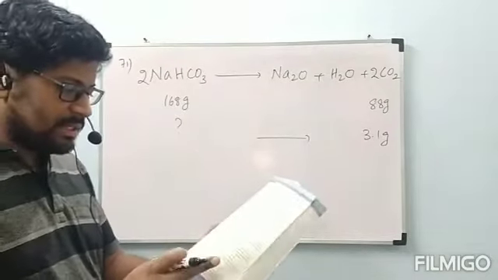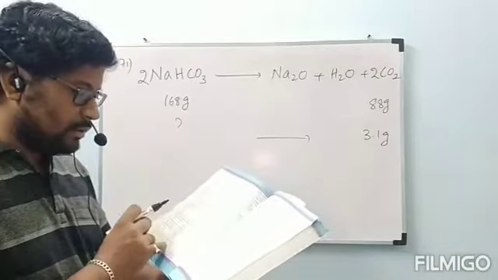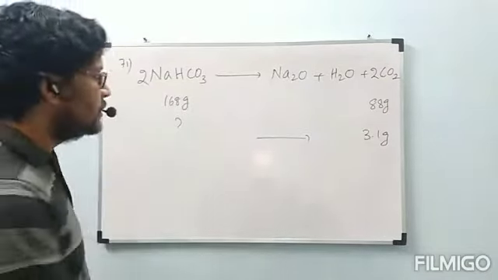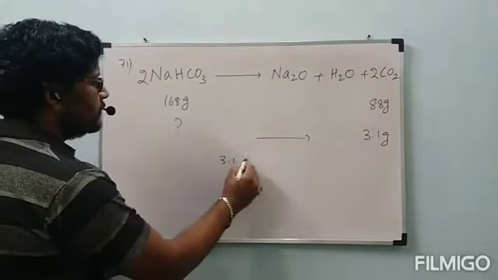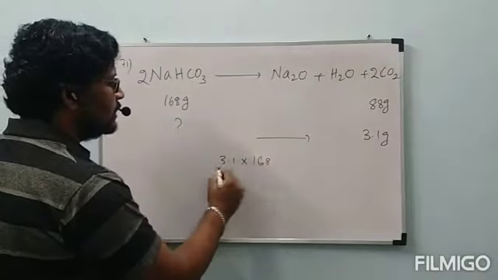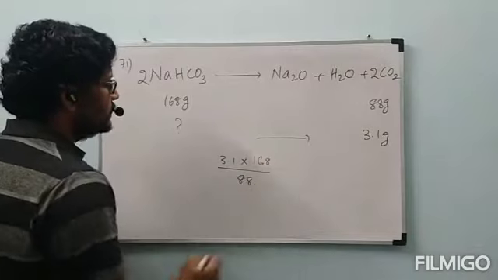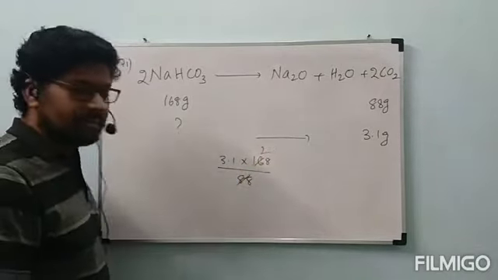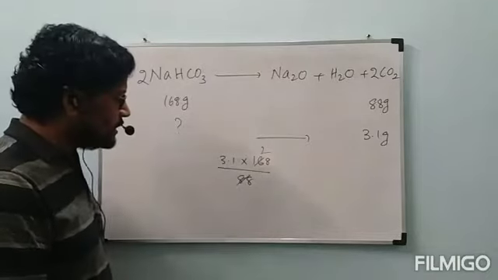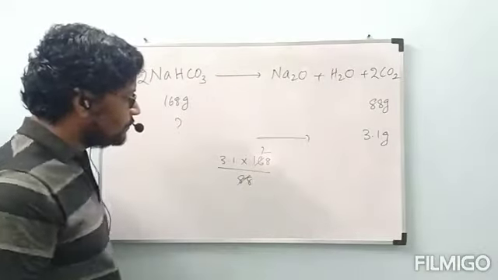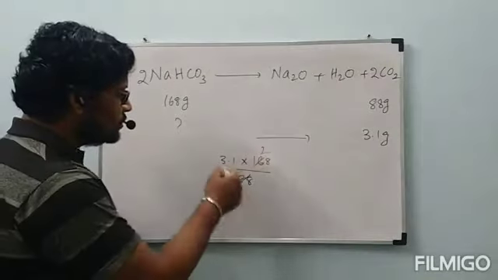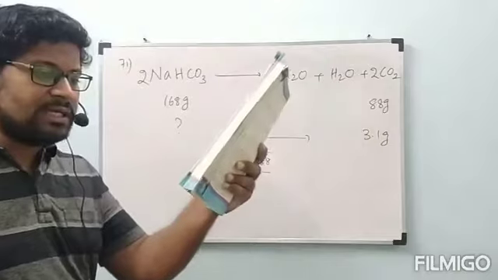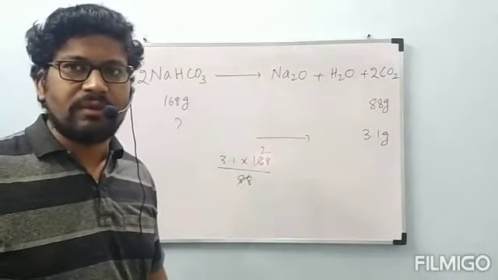Approximately 8.4 grams, I think. Yes, 8.4 grams. 3.1 into 168 divided by 88. Approximately, 88 into 2 is about 172, so approximately 2 times, 2, 3, 6. We are getting approximately 8.4 grams. My nearest term, that is 8.4 grams.